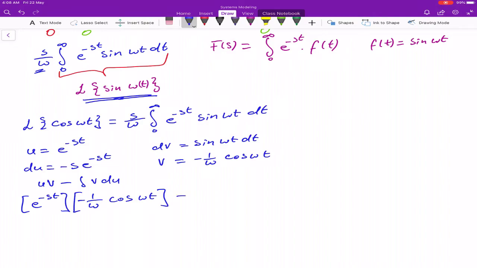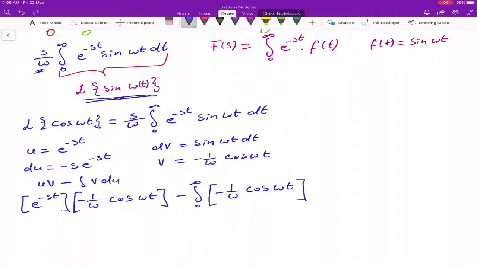and minus the integral between 0 to infinity, v is minus 1 over omega cosine omega t.